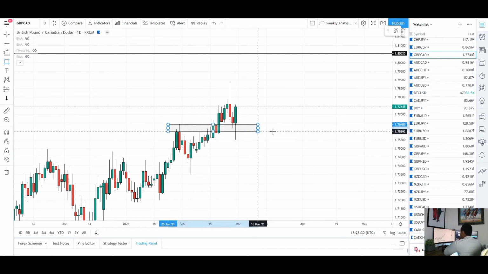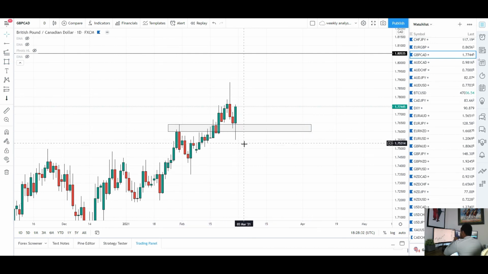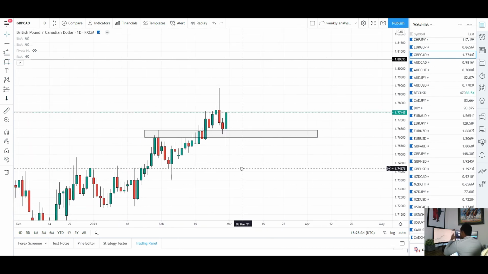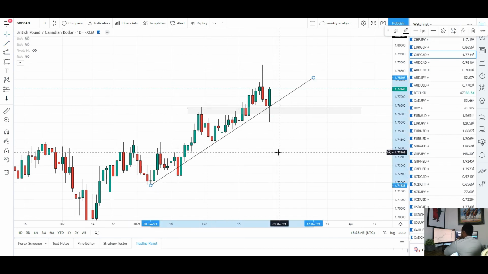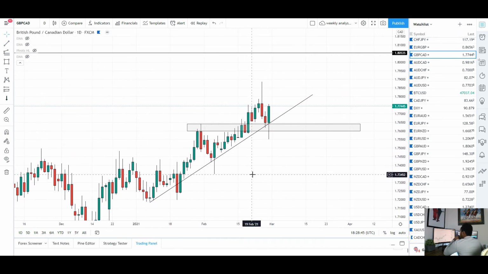Again, we did have this resistance here, so really strong resistance turned support. Price held that area, very strong price action there on the daily with that engulfing candle and that wick to the downside. And again, we still do have this trend line intact for GBP CAD as well, keeping us to the upside. So yeah, biases to the upside for GBP CAD.